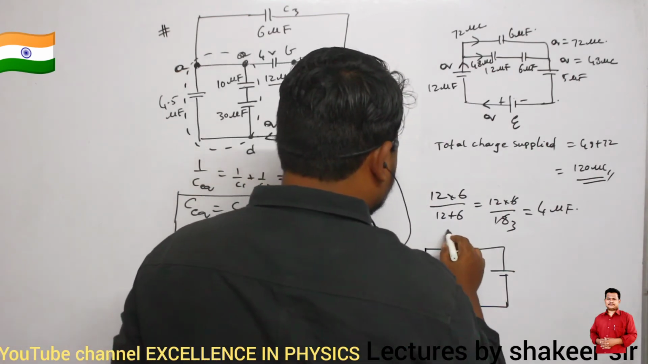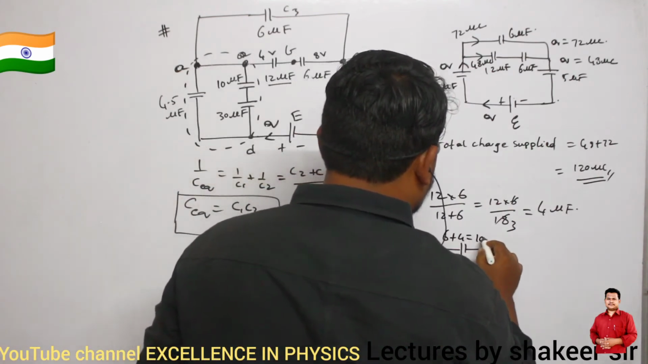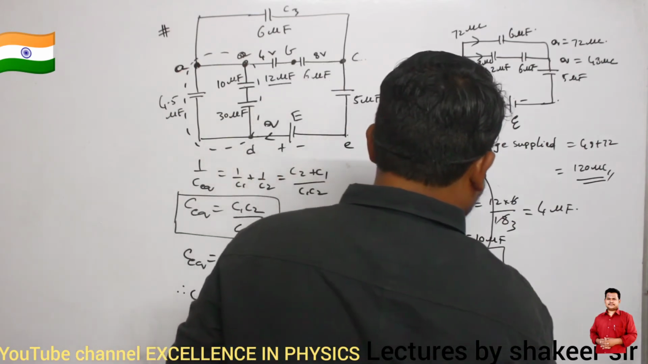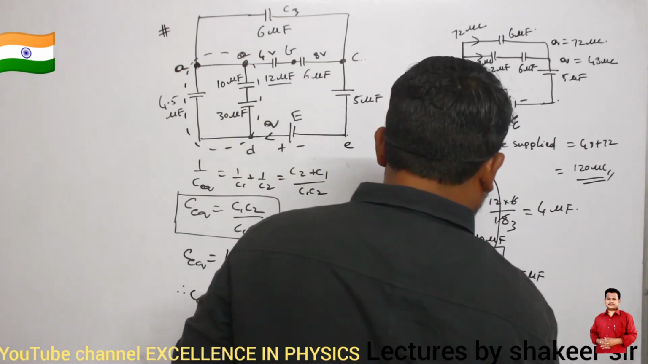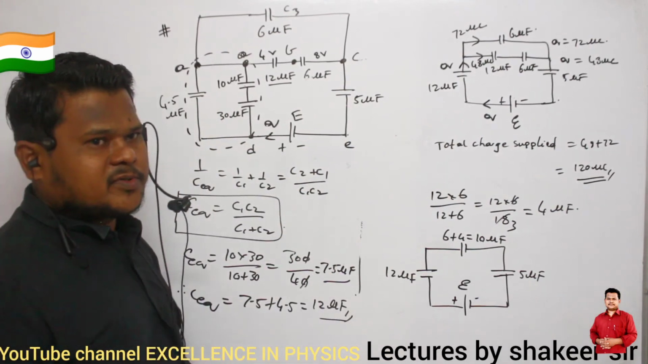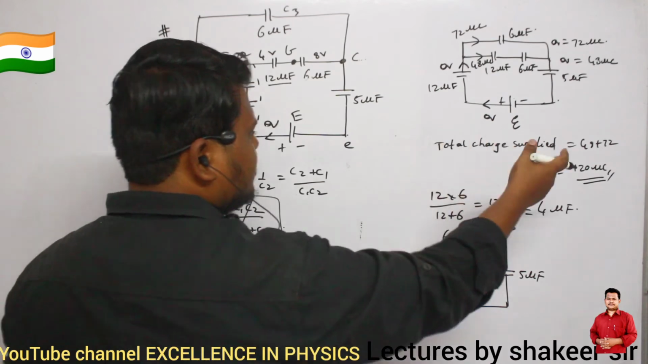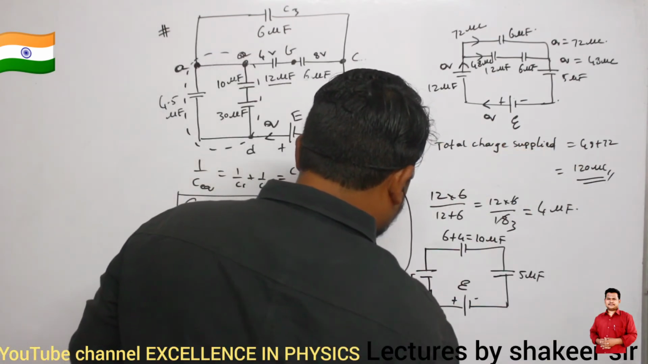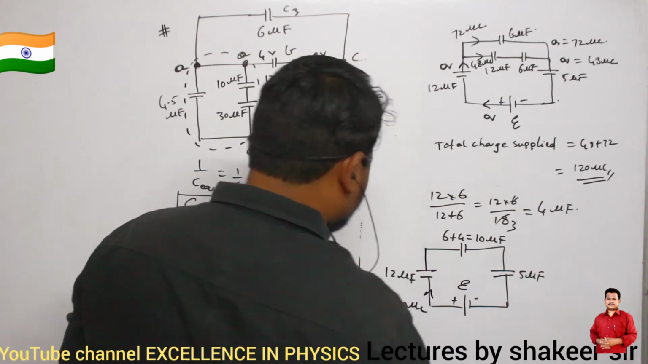So this total is how much? 6 plus 4 is equal to 10 microfarads. This one is 12 microfarads, this one is 5 microfarads, and this is the EMF E of the battery. Clear? So I got a circuit up to here. Now what is the total charge supplied by the battery? The total charge supplied by the battery is 120 microcoulombs.